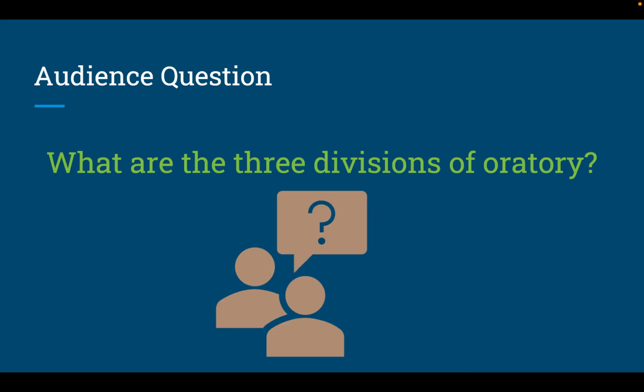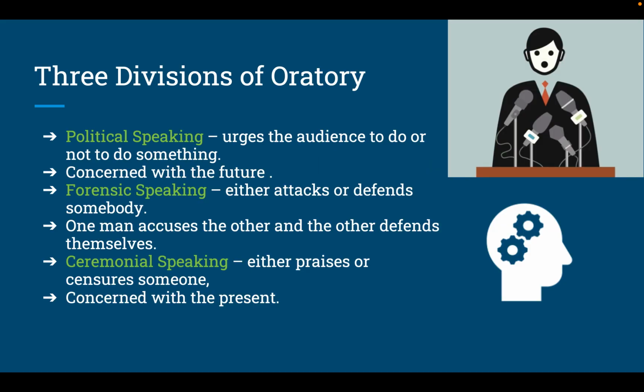A question for the audience: what are the three divisions of oratory? The three divisions include political, forensic, and ceremonial speaking. Starting off with political, it's about the concerns of a nation, which urges the audience to do or to not do something. An example would be people who address public assemblies.